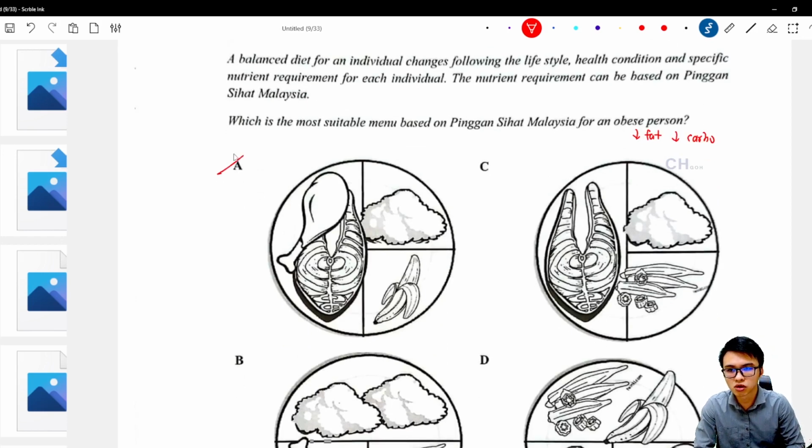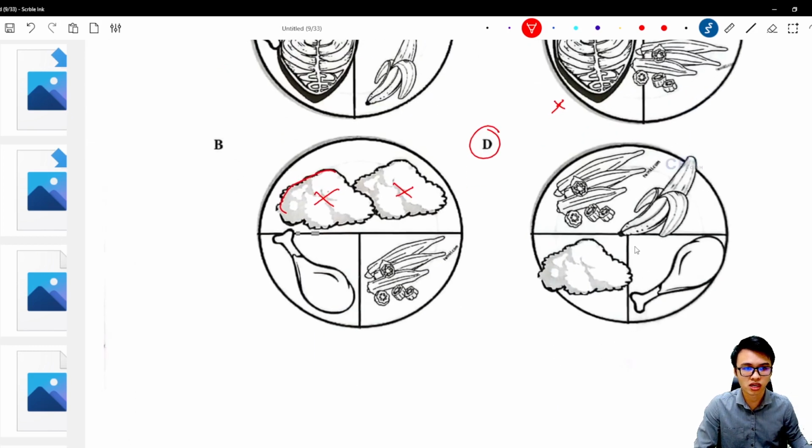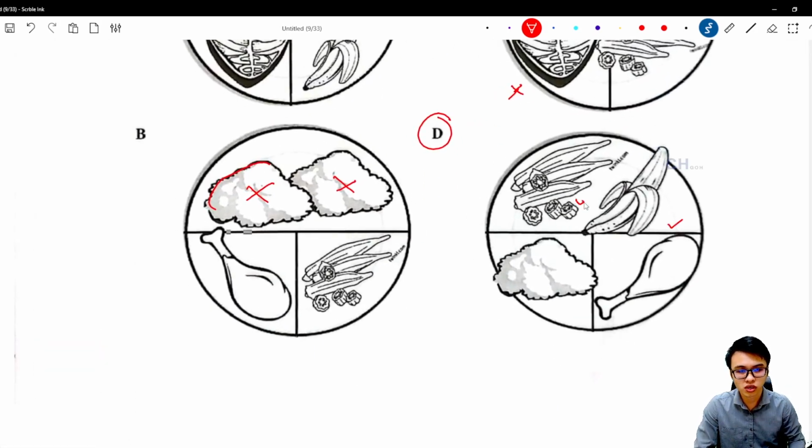So A is definitely out because we have too much protein here, including the fried chicken. Not really good. Okay, how about C? C is good. We have the vegetables and then carbo, rice, and then the meat, protein, but no fruit. Okay, no fruit. Sad. So this is not the answer. B. Wow, 2 bowls of rice. Impossible, right? If you want to cut down your weight, it's impossible to have 2 bowls of rice. So B is out. So the final answer for this one is D because we have the vitamin, vegetables, and then a small amount of rice, carbo, and then protein. Okay, balanced diet, D.